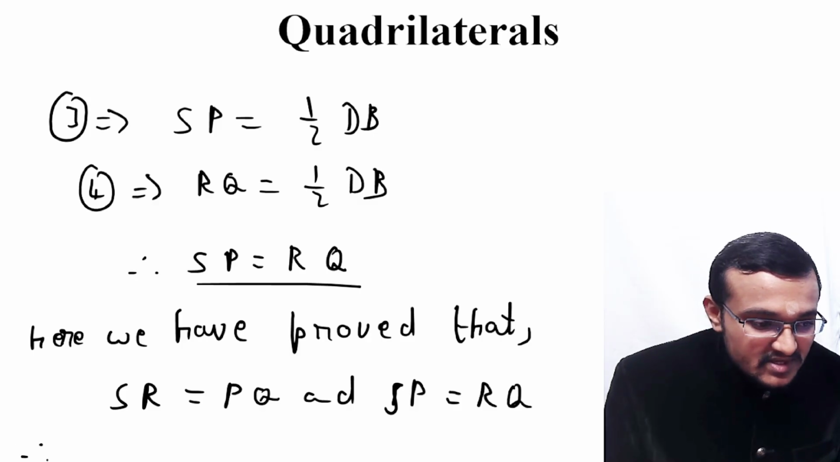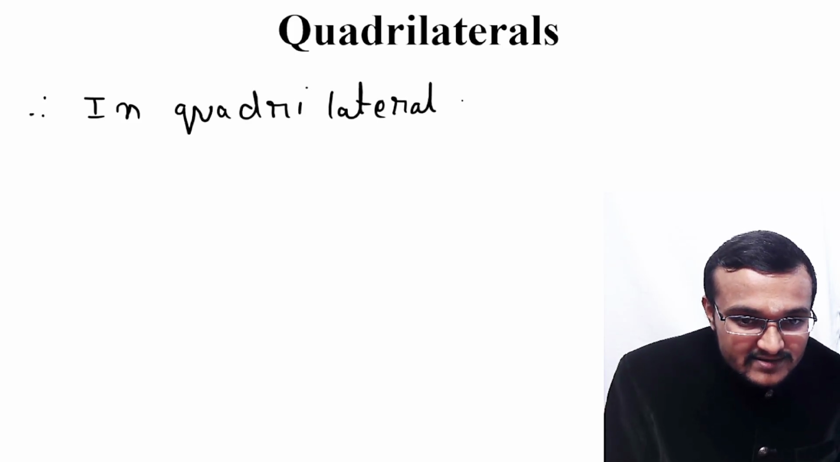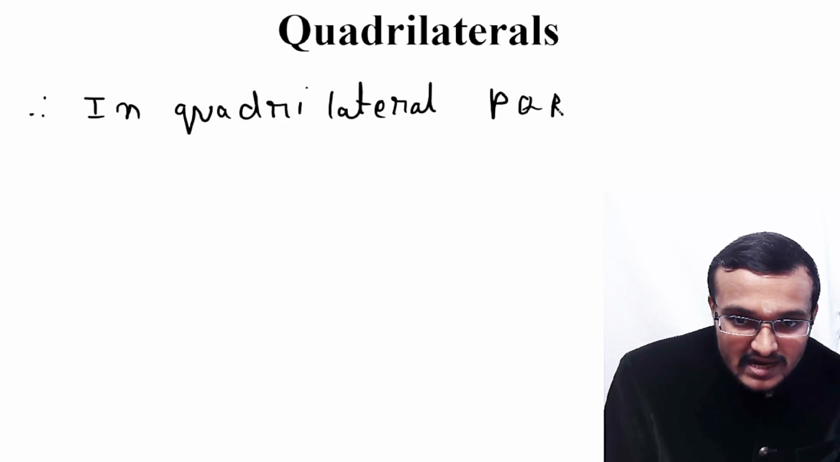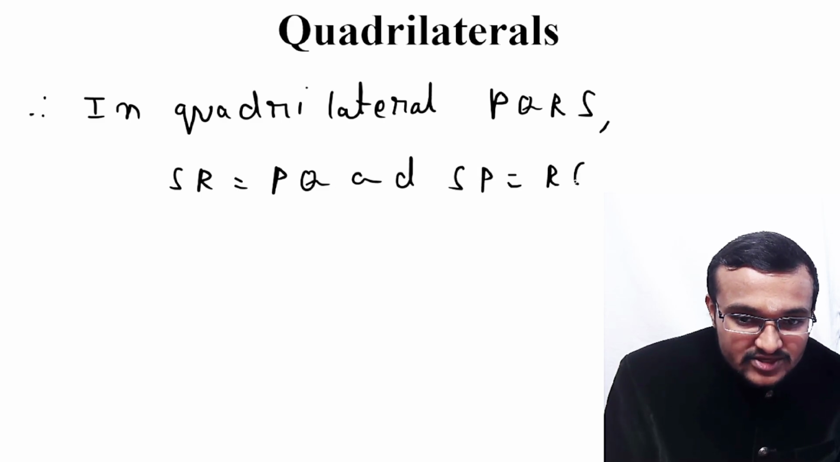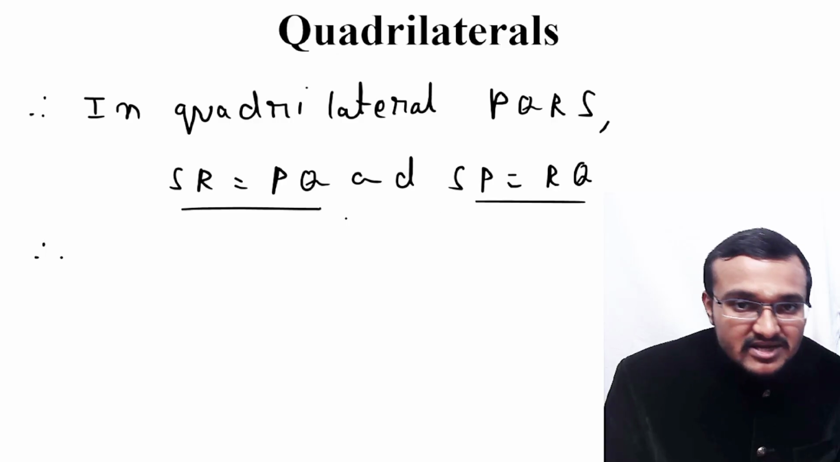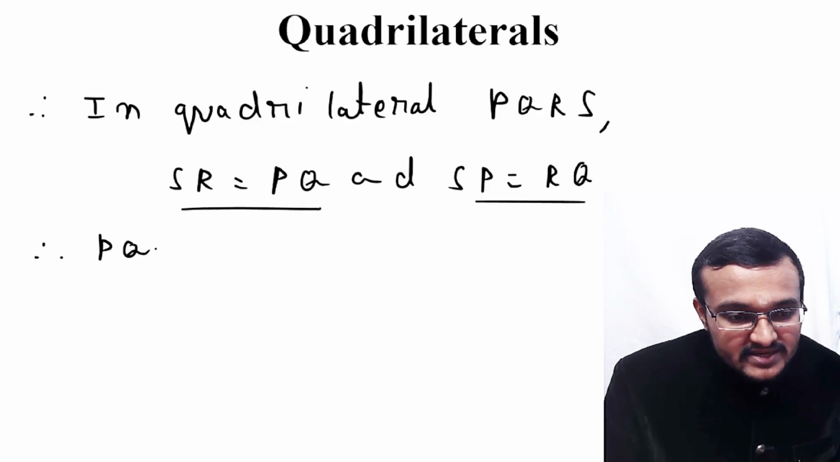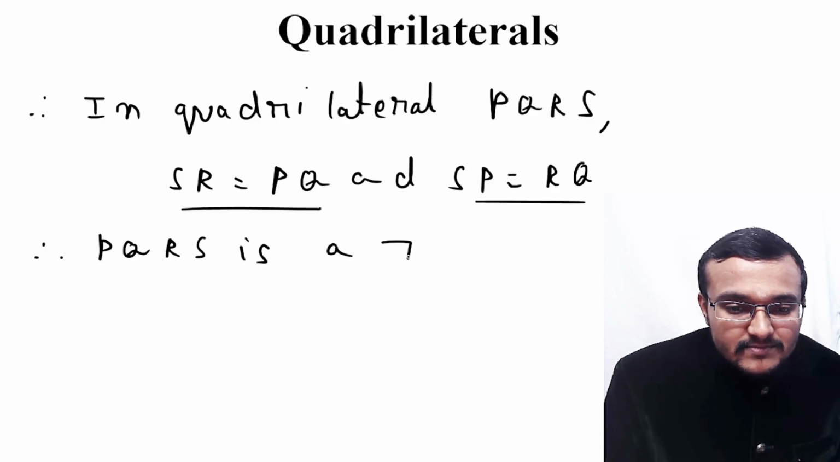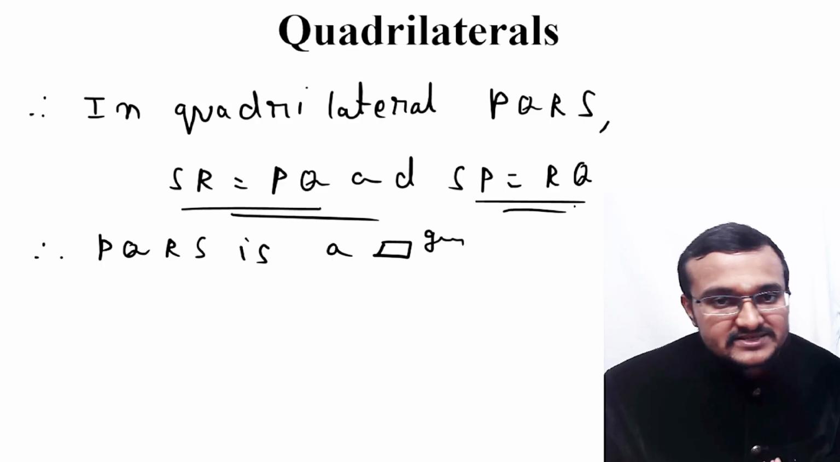So therefore, in the next slide I'll write, in quadrilateral PQRS, SR is equal to PQ and SP is equal to RQ. So that means here opposite sides are becoming equal to each other. If opposite sides are equal in a particular quadrilateral, then it acts as a parallelogram. Therefore, PQRS is a parallelogram because opposite sides in this quadrilateral are equal to each other.